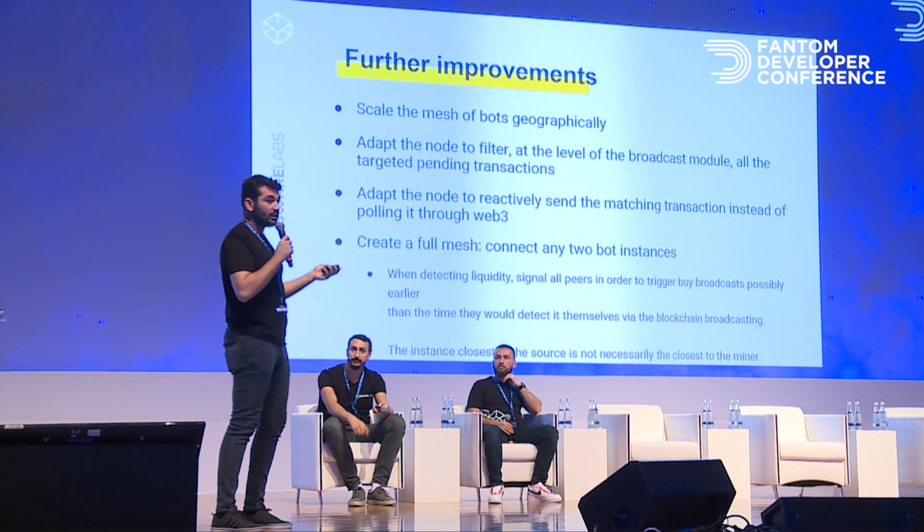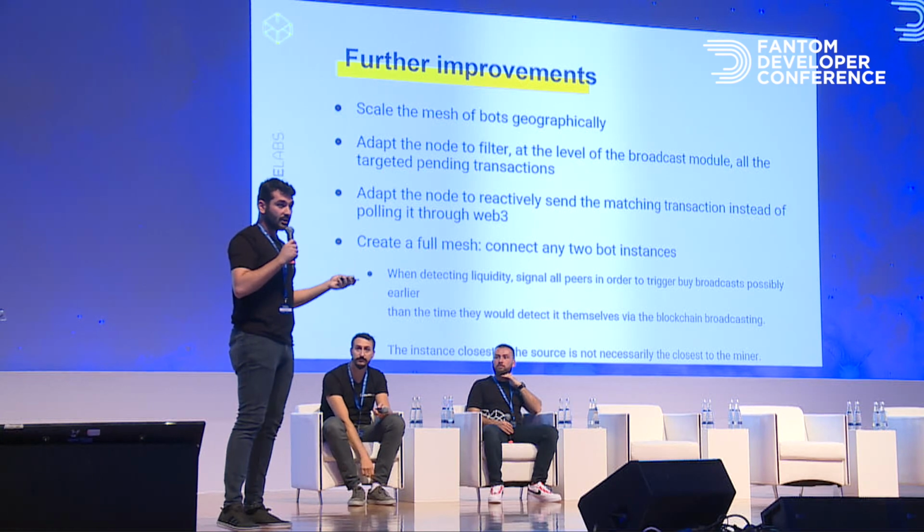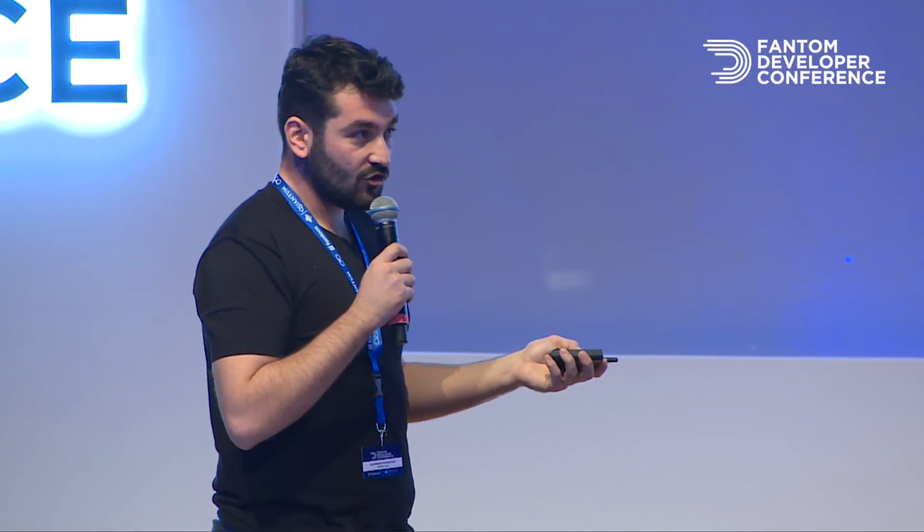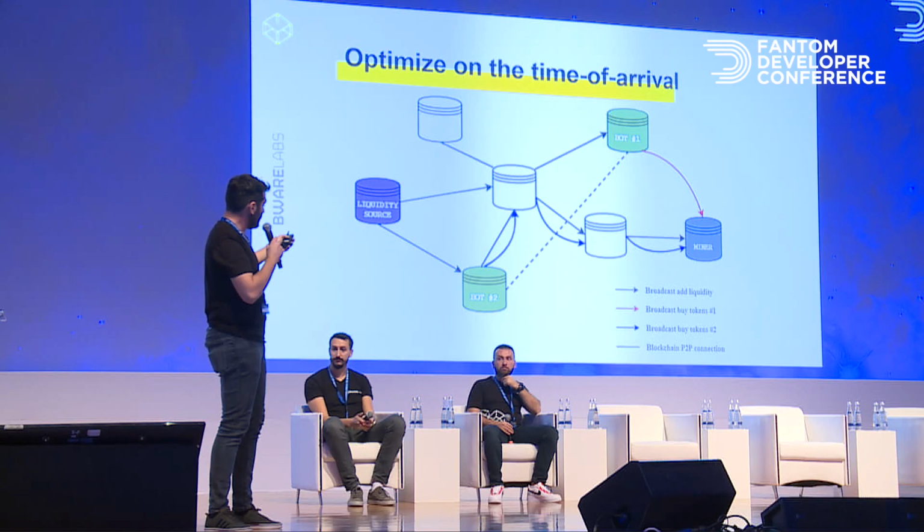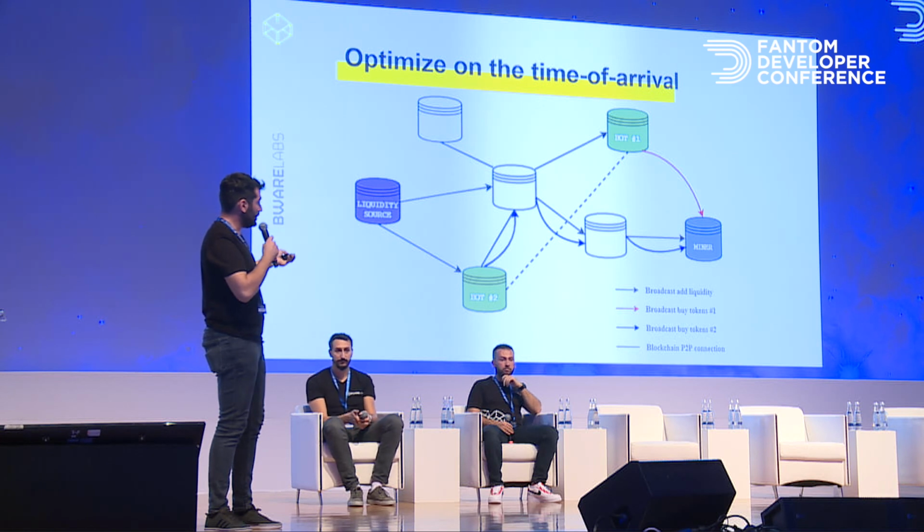And the second idea would be to connect all the bot instances and create a full mesh. So use a different transmission channel. Doing so, when the liquidity is detected by one of the instances, it can be broadcasted, as you can see in the dashed line, directly to all the others. In this way, there is a possibility of skipping some hops in the peer-to-peer network provided by the blockchain. So you use your own connection.